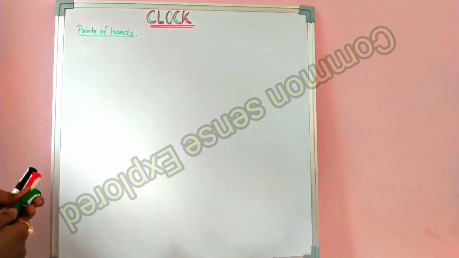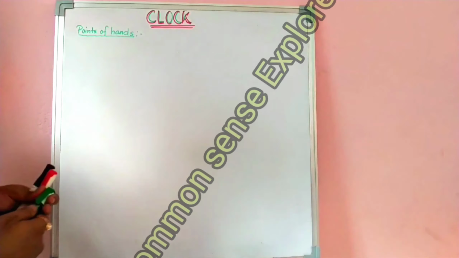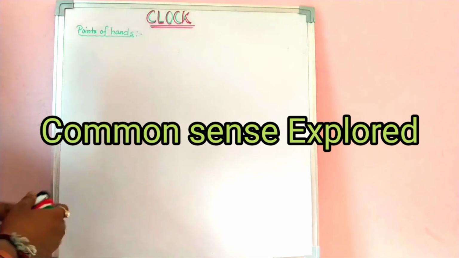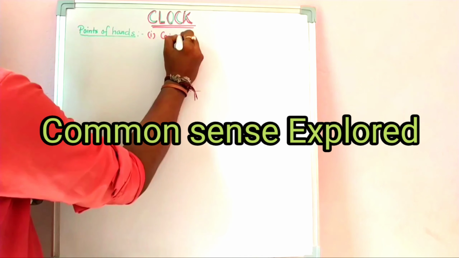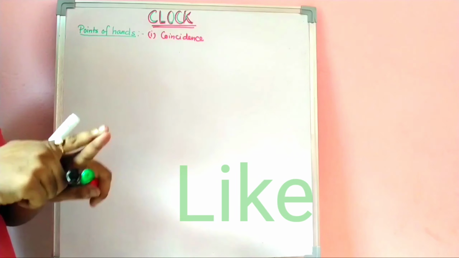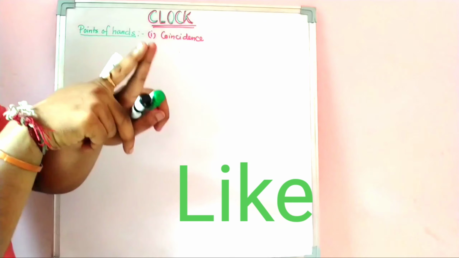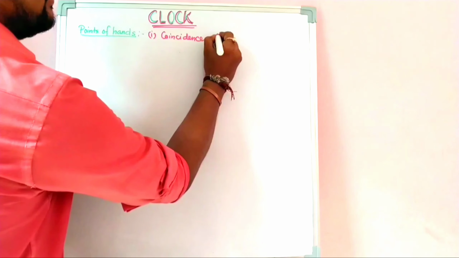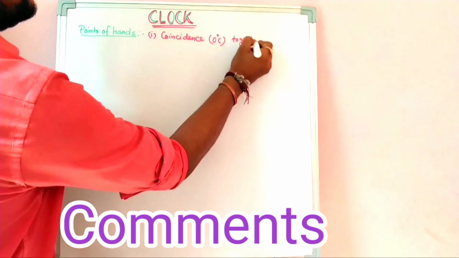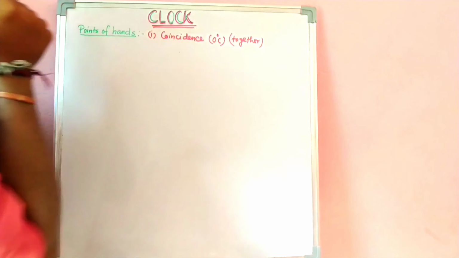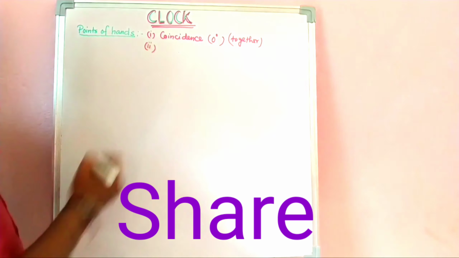So now I am going to explain to you the points of hands. Points of hands means there are basically three particular points. The first is coincidence. Coincidence means when the minute hand and the hour hand coincide with each other. So coincidence is, let's say, 0 degree, or they are together. Okay, they are together.